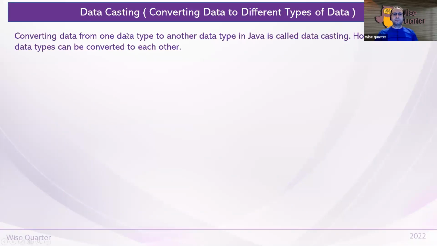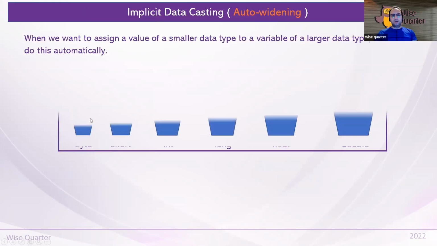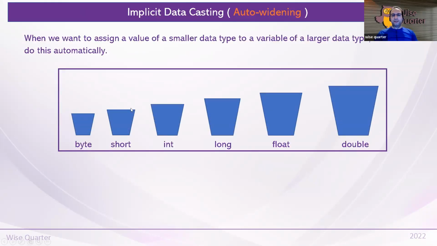Yes, data casting. You are changing the type of the data. Some data are impossible to change to other data, but if they are similar data types, you can easily change one to another. Implicit data casting, auto-widening. For example, all these are number data types, you know. When you try to put a smaller, narrower data type into a larger, wider one, Java can do it without any problem.